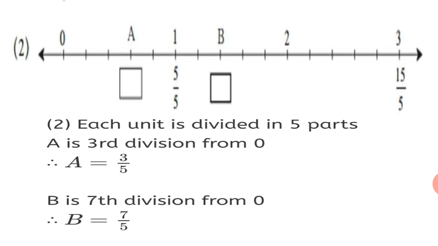Let's see B. B is which division? 1, 2, 3, 4, 5, 6, 7. B is the seventh division from 0. Therefore, B is equal to 7 upon 5.